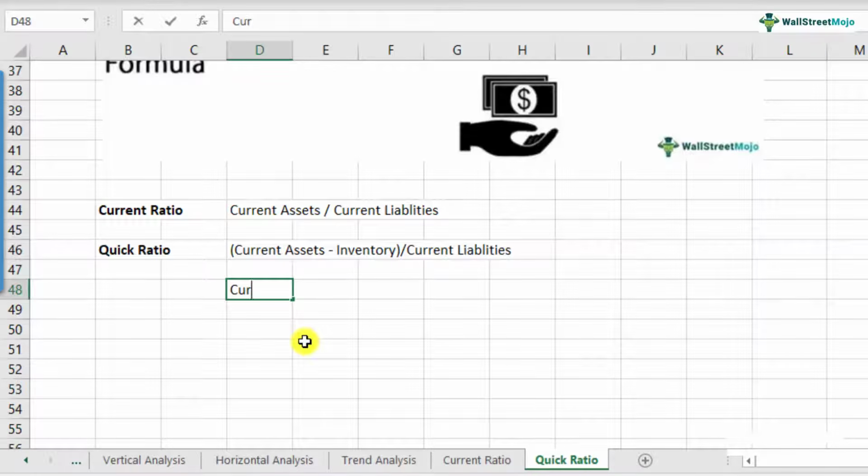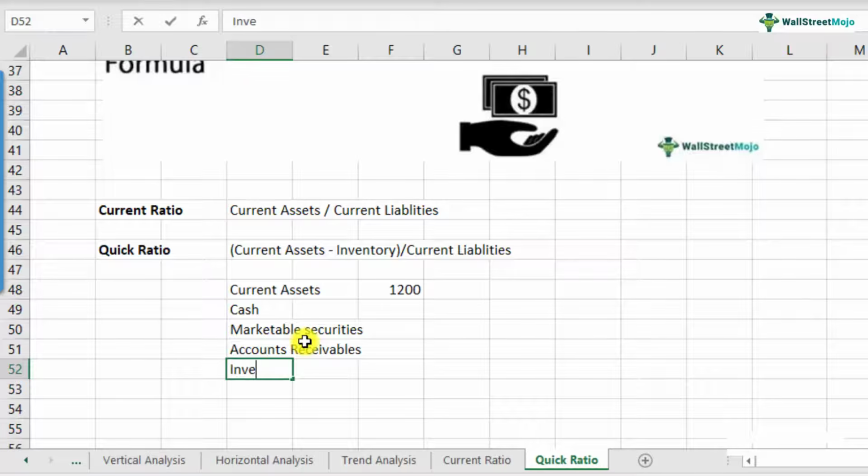Let's say there's a company whose current assets is 1200. And I would also give you the bifurcation of the current assets: cash, marketable securities. We just discussed marketable securities. Marketable securities are those securities which are tradable. You can easily sell that and convert into cash. Accounts receivables, and then let's say inventory.